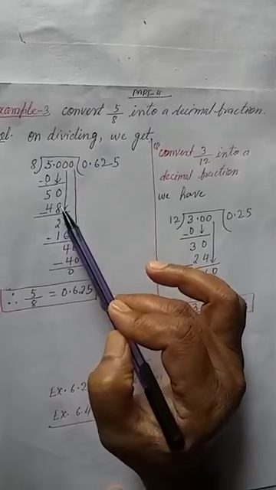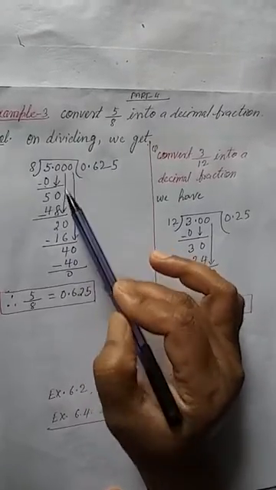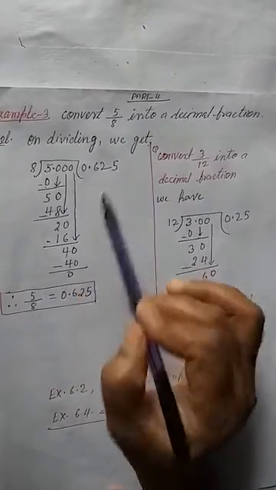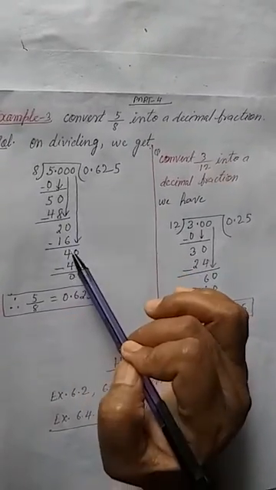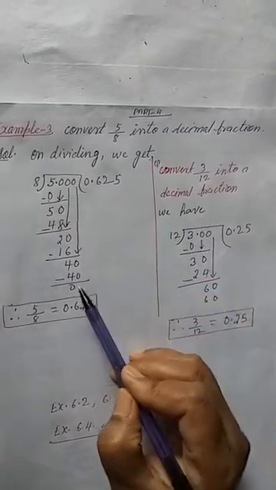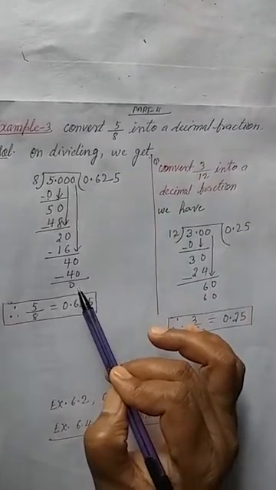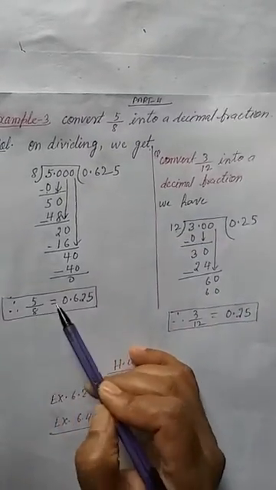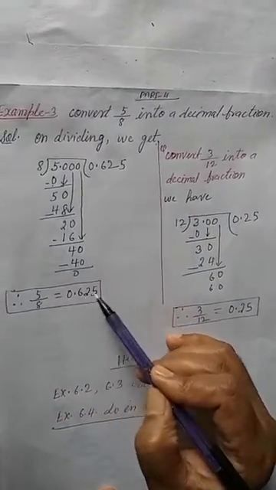So 10 minus 8 is 2, and now bring down 0 to make 20. How many times? 2 times. 8 twos are 16. Now 10 minus 6 is 4. Now bring down 0. Till the remainder is 0 you have to do it like this. Hence the required answer is 0.625.